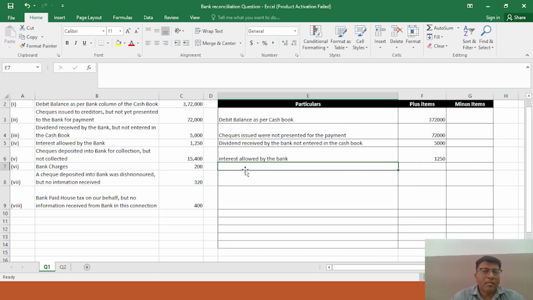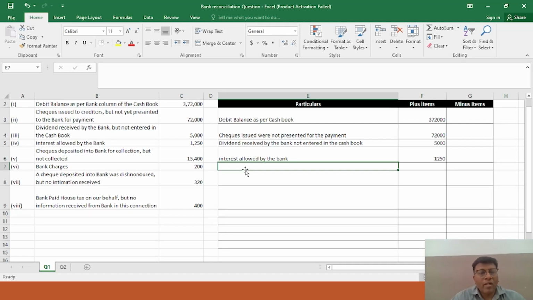If you are depositing some checks into the bank, it means the checks are deposited for collection, so that they may be cleared. In this transaction, checks deposited into the bank for collection means the bank, on your behalf, will collect the money of those checks and your bank account would be credited. But there was a case that these checks could not be collected and the bank did not credit your bank account or passbook balance, right?